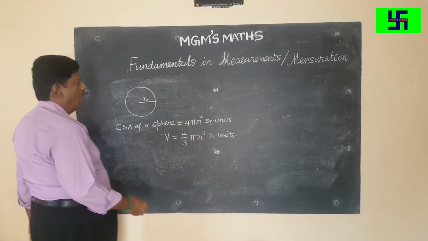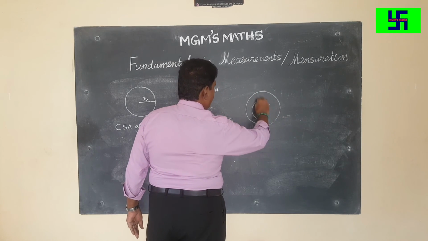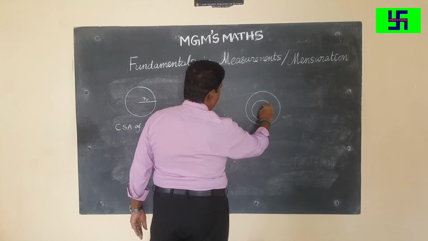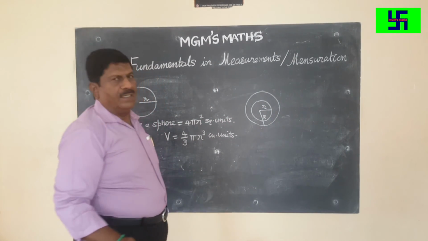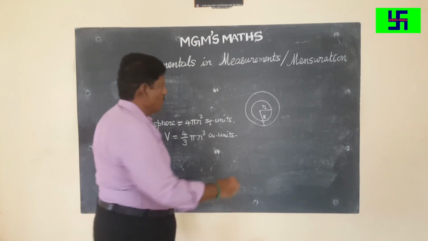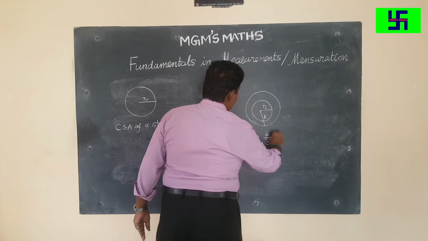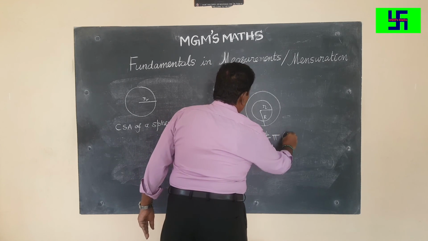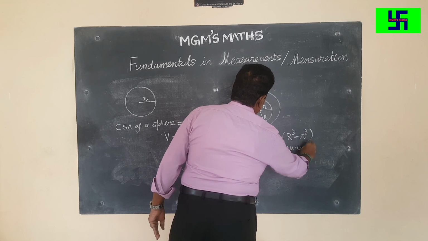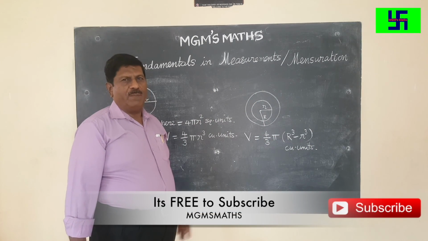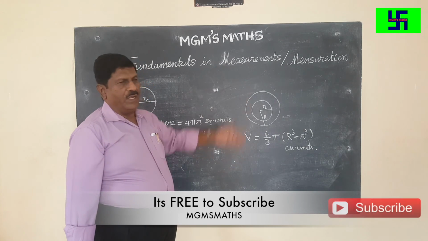Suppose you have a hollow sphere of inner radius small r and outer radius capital R. So, volume of the material is equal to 4 by 3 pi (R cube minus r cube) cubic units. I suppose I made it clear and covered most of the portions in mensuration.